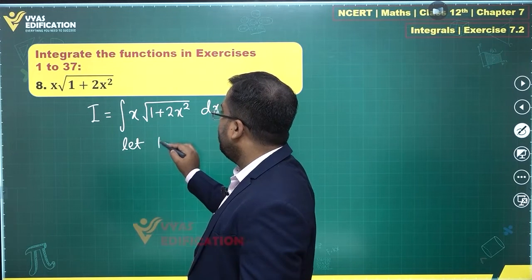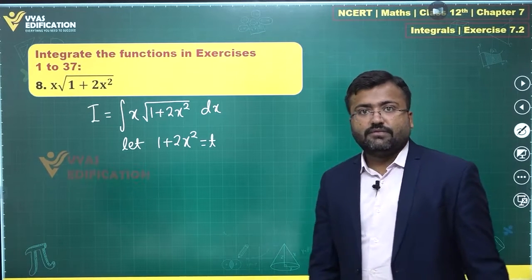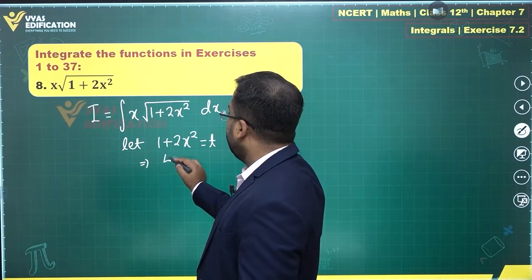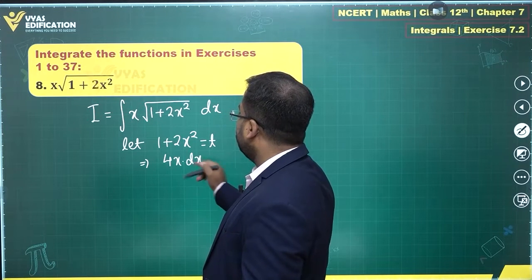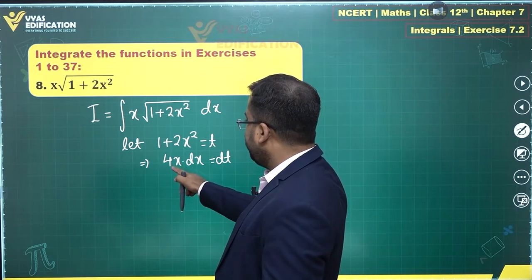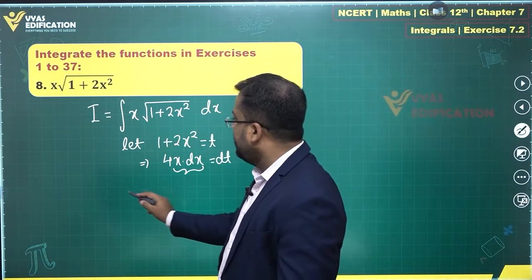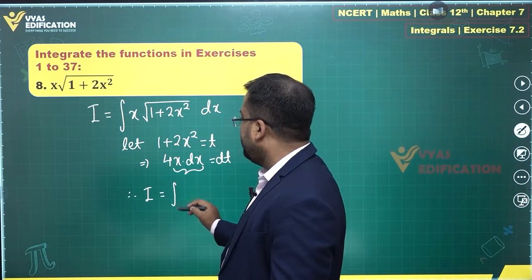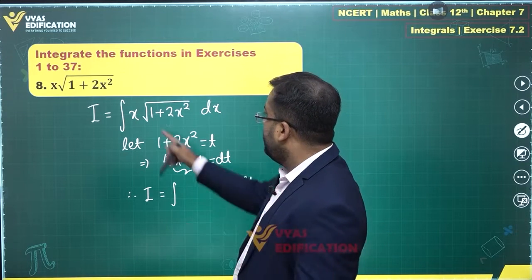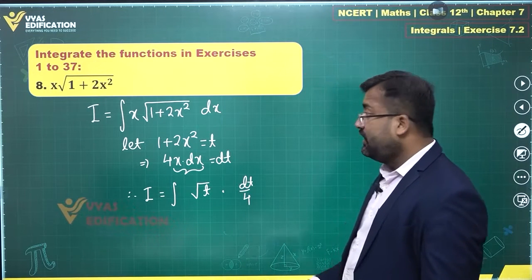Let 1 plus 2x square is equal to t. This is what we'll begin with. If this is equal to t, then you have 4x dx. Derivative of 1 is gone. Derivative of 2x square is 4x dx. This will be equal to dt. Or you can say x dx will be dt upon 4. Because you need x dx, right? Therefore, I will be equal to the integral of x dx, which is dt upon 4, root of 1 plus 2x square is root of t. This is what you see, right?